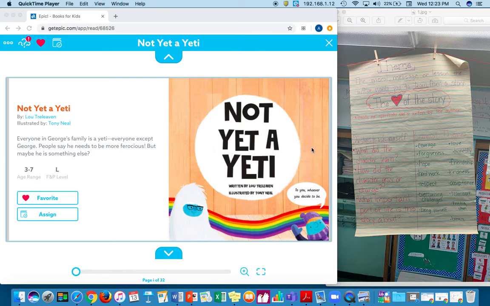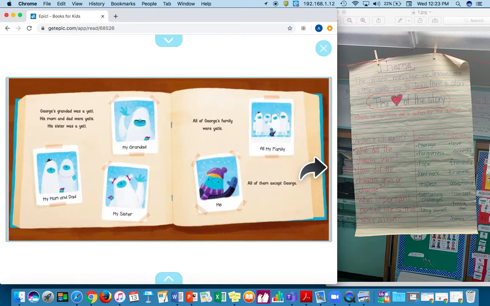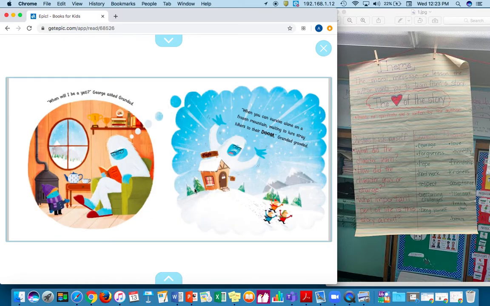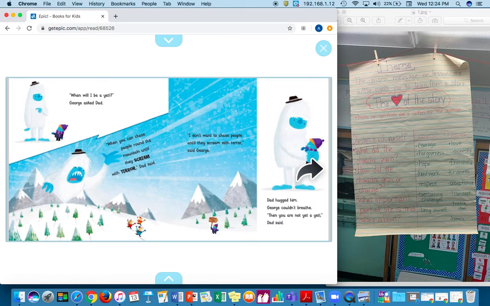In the story Not Yeti Yeti, let's look for the problem in the story and let's try to figure out how the character grew or changed. So the main character in the story is George. Here he is. Remember, everyone in his family is a Yeti, except for George. And so he asks different people in his family, when will I be a Yeti? And they give him an answer about some things that Yetis do, particularly their favorite thing to do as a Yeti. And he continues to ask different people in his family, and they tell him different things, like screaming with terror and other things like that.